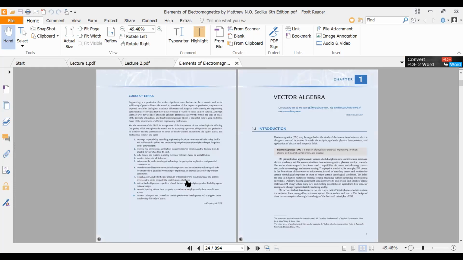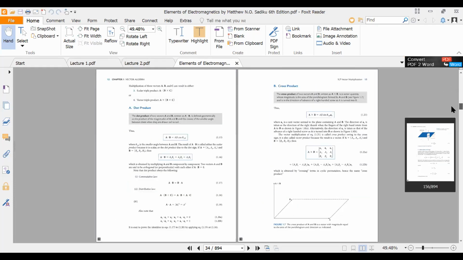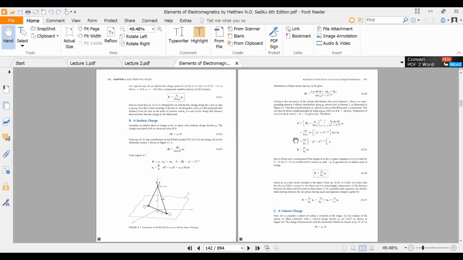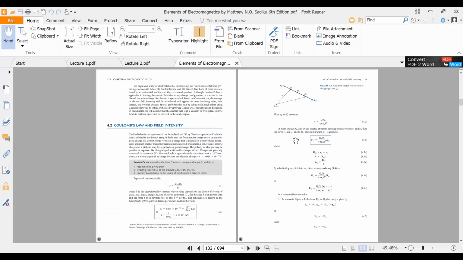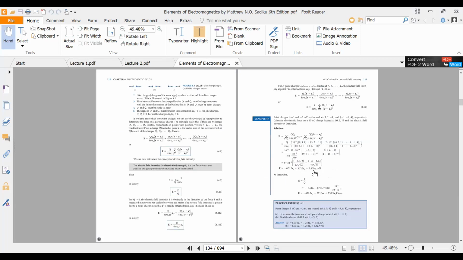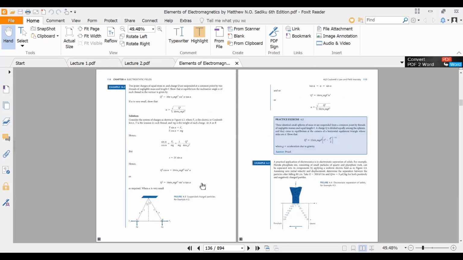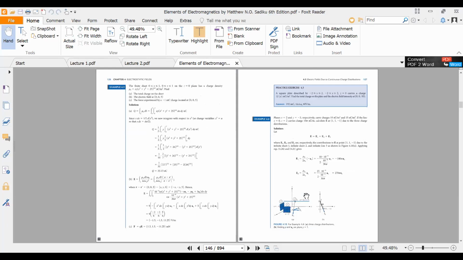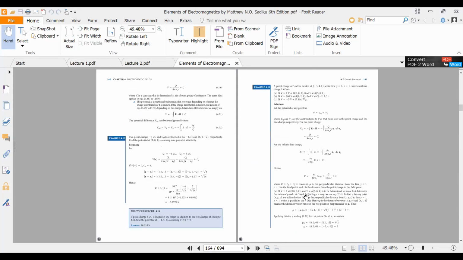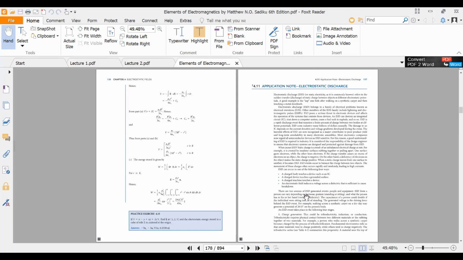And if you see here, this is our chapter 4, which we are going to start. There are several examples also, example 1, example 2, and also some practice exercises. And at the end of each chapter, you will have the exercises. You also have the application note at the end of every chapter.